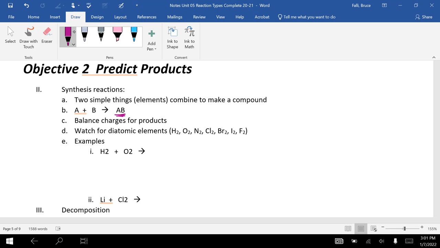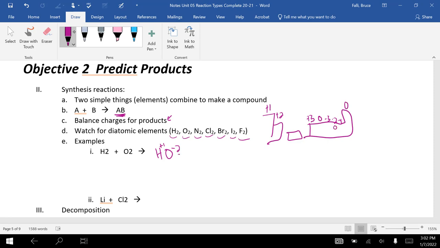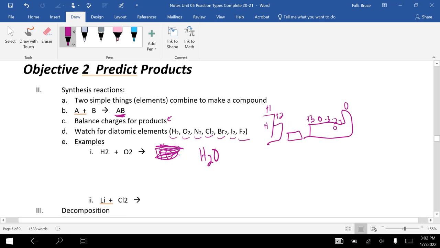Watch for diatomic elements. Remember we have HONClBrIF? These guys are always twos, right? Example, H2 plus O2. Now balance the charges. Hydrogen's plus one. Oxygen's minus two. I forgot how. Hey, periodic table. Remember, plus one, plus two, plus three, zero, minus three, minus two, minus one, zero. So oxygen is right here in the minus two column, and hydrogen's in the plus one column. So I'm not going to have that. I've got to balance my charges. I'm going to have H2O. You can balance that if you want to. I'm not going to today. I'm going to save ourselves a little bit of time.